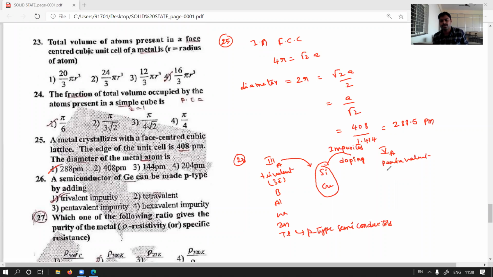Next, instead of p-type, if you are adding impurities like nitrogen, phosphorus, arsenic, antimony and bismuth, 5th A group elements, then we'll get n-type semiconductors. See here, silicon and germanium, for making p-type semiconductors, which impurity we need to add? Trivalent impurities, meaning boron, aluminum, gallium, indium, thallium. Pentavalent impurities we are adding, then we'll get n-type semiconductors. Keep it in your mind.